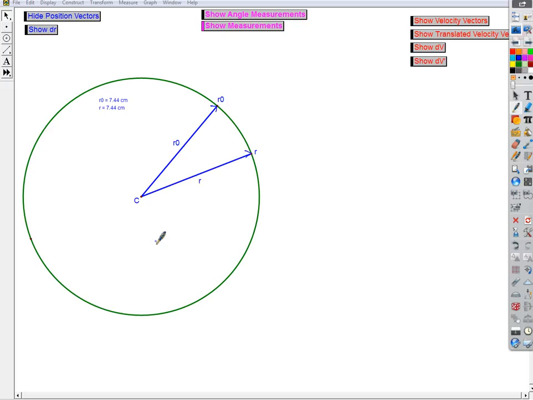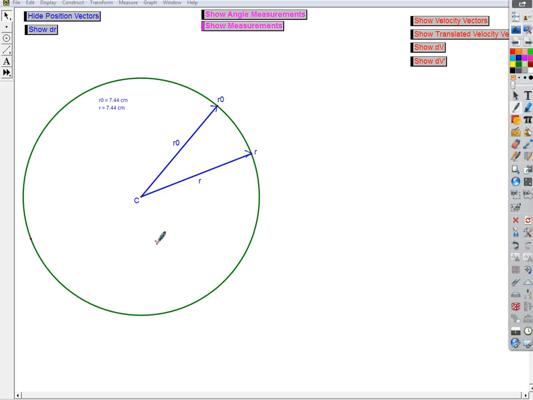So we're going to call that our initial position, R sub 0, okay? And this is our final position, R. So the object started here and it moved in a circular path till it got here. Agreed? Okay? What is going to be the change in the position vector then?